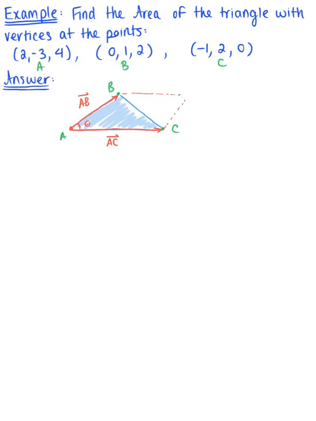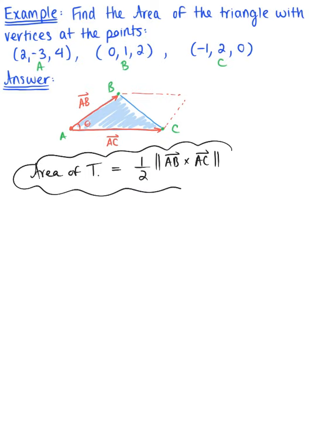So to find the area of this triangle, I'll abbreviate, the area of the triangle is going to be equal to 1/2 the area of a parallelogram, or 1/2 the magnitude of the cross product defined by the vectors AB and AC. So here we go. The first thing that we need to do is find the vectors AB and AC.